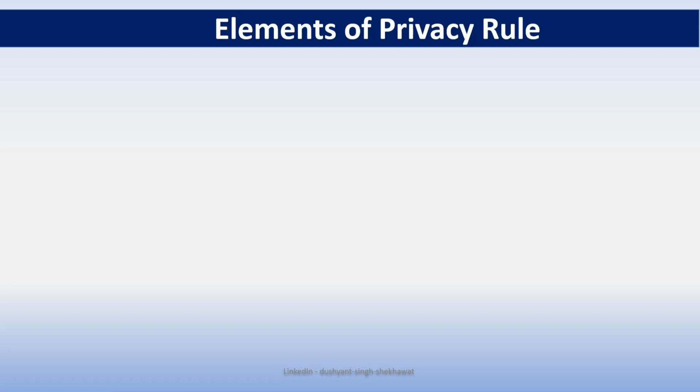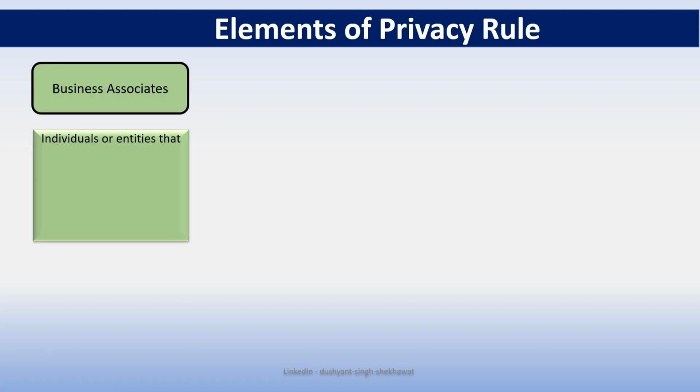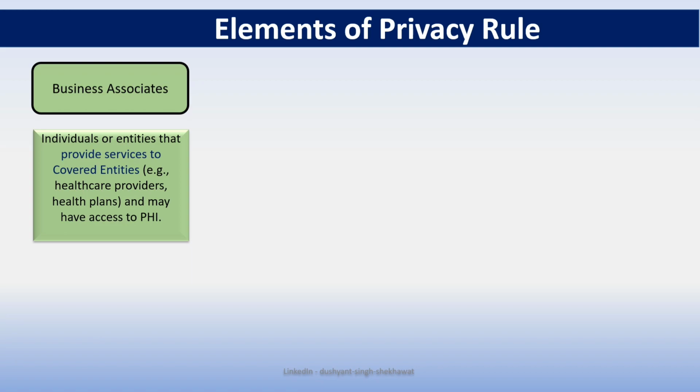So let's discuss the elements of privacy rule. First, we have business associates. These are the individuals or entities that provide certain services to covered entities like healthcare providers, health insurance companies, and these may have access to PHI while performing those services.